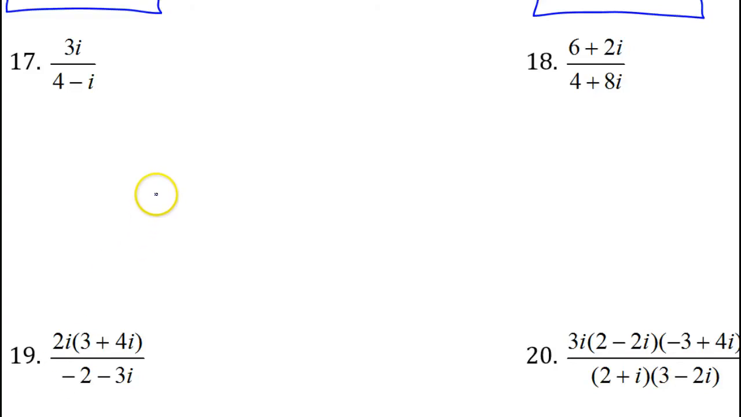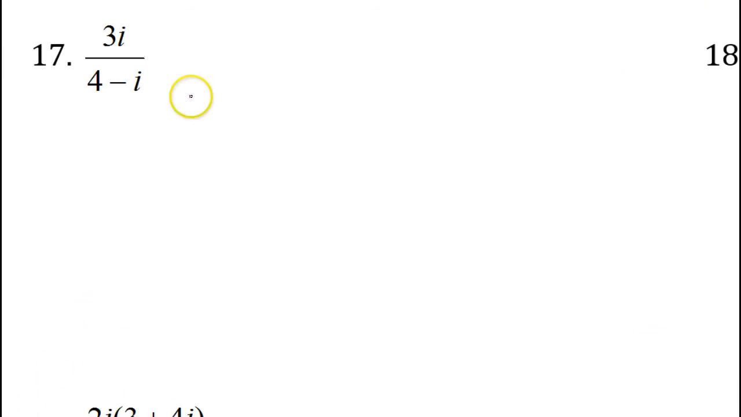In this video, I will show you how to divide complex numbers such as these. The key is that we do not want any i in the denominator. We want to get rid of i somehow. And the way to do that, if you have a binomial, is to multiply by the conjugate.